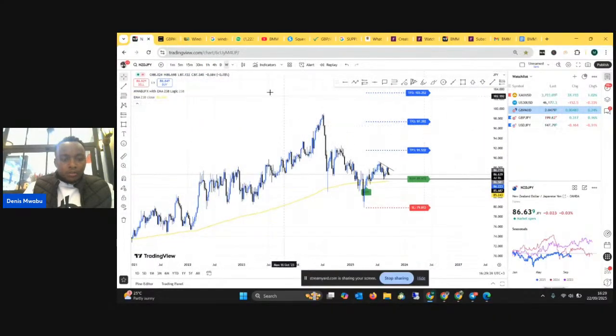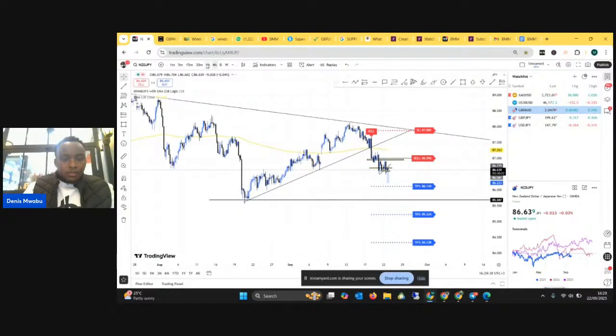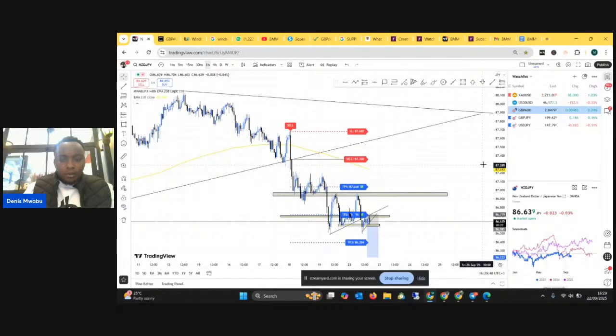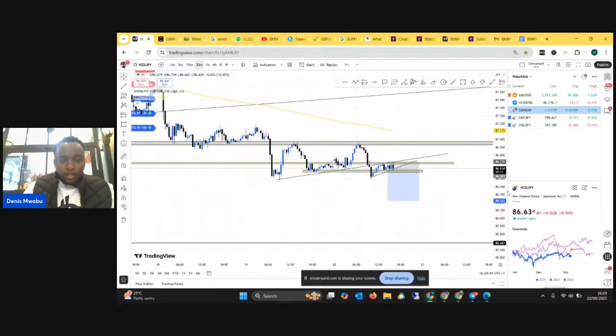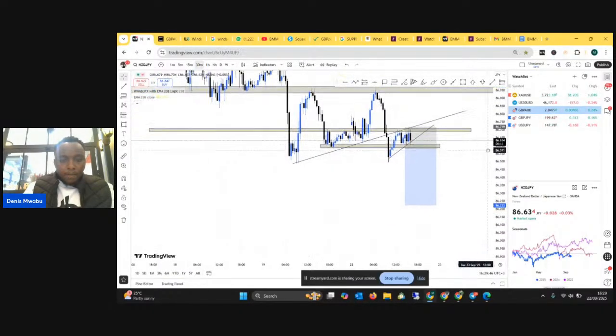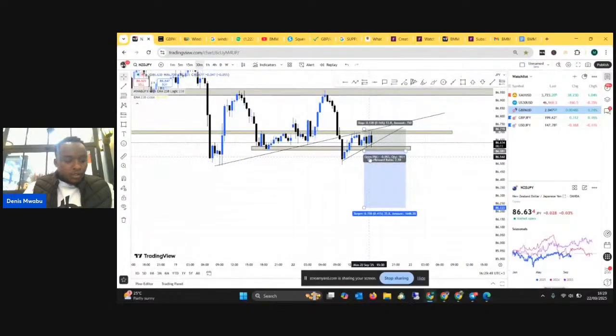That's the weekly. This is the 1 hour, 30 minutes. I think on the 30 minutes, you can just wait and see a candle closure below this. This could be a very good sell.